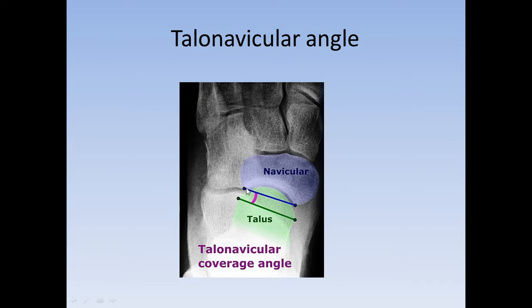If you take a line between the articular edges of the navicular and the articular edges of the talus, they should be parallel. If it is translated medially and uncovered, it will be a line like this, so it wouldn't be parallel. This is the second one.